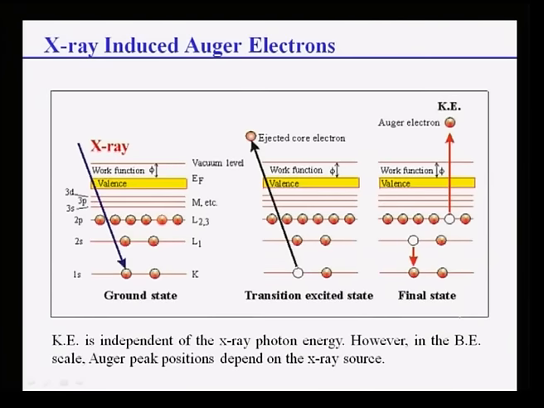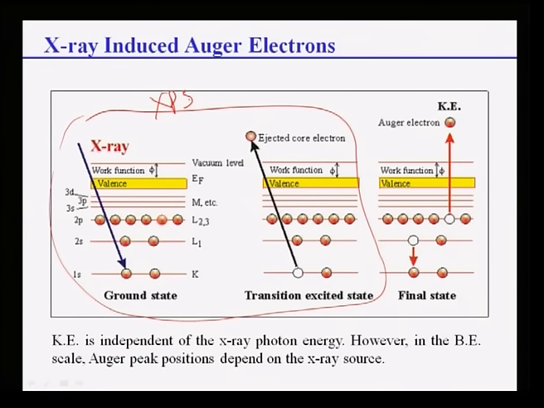Before I get into the other things about XPS, let me explain a little bit about what AES, Auger electron spectroscopy, is, because it is also used for this purpose. The first picture corresponds to XPS. As you see, K level, L1, L2,3, M, then the Fermi level, then the vacuum level, Ev, and these two are differentiated by the work function. Now an X-ray falls, an electron is ejected and comes out. This whole thing is known as XPS, right?